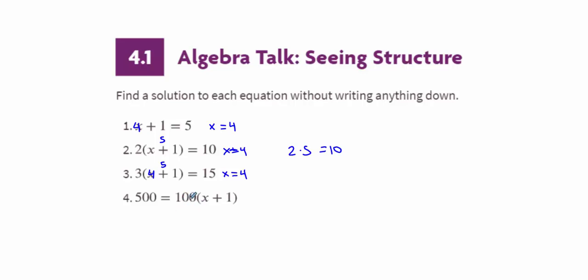So the last one, 100 times the quantity of x plus 1 is equal to 500. So I know that 100 times 5 is 500. So what number plus 1 is equal to 5? Well, that also is 4. 4 plus 1 is equal to 5. 100 times 5, 500. So in this case, x is also equal to 4.